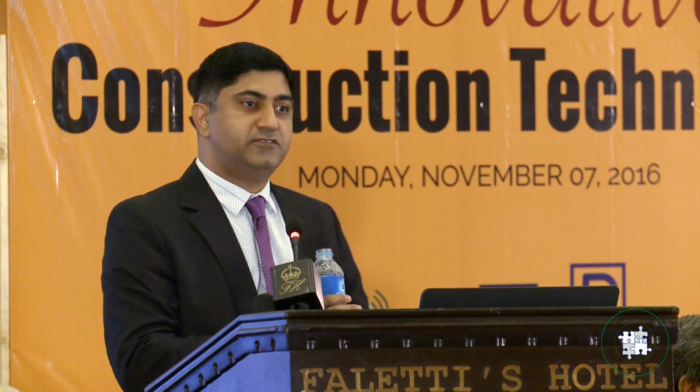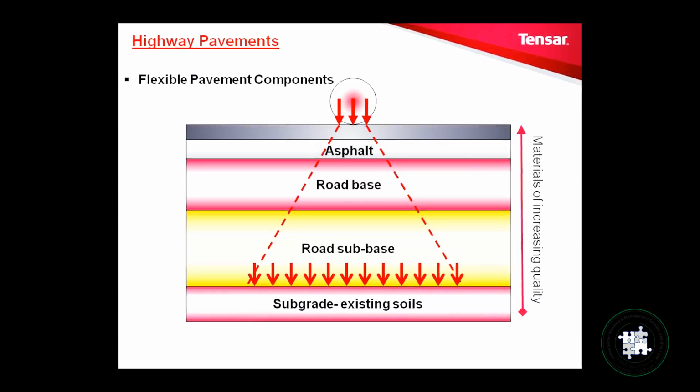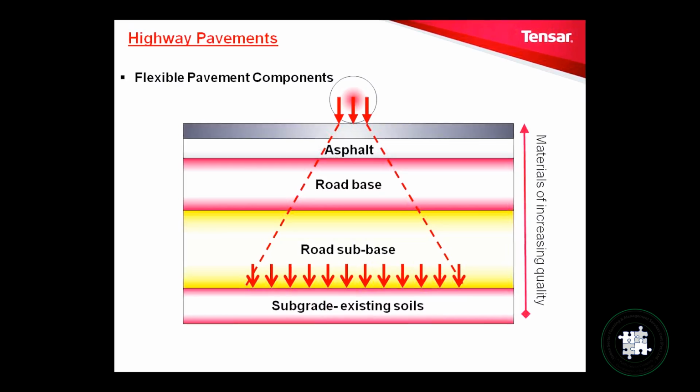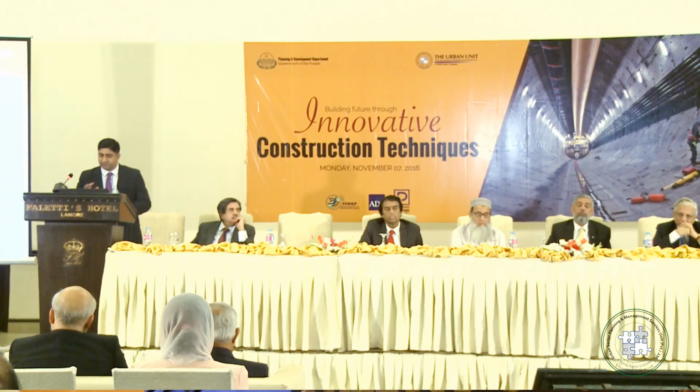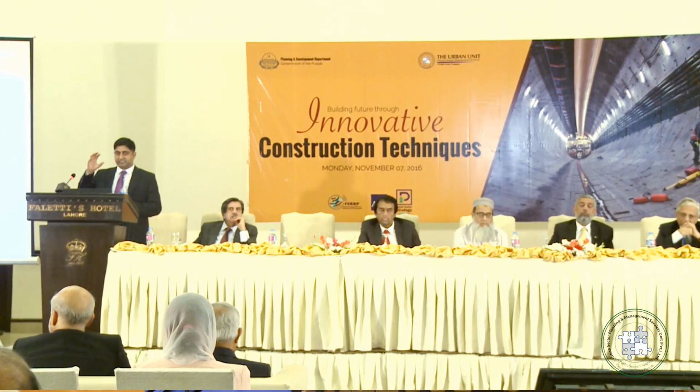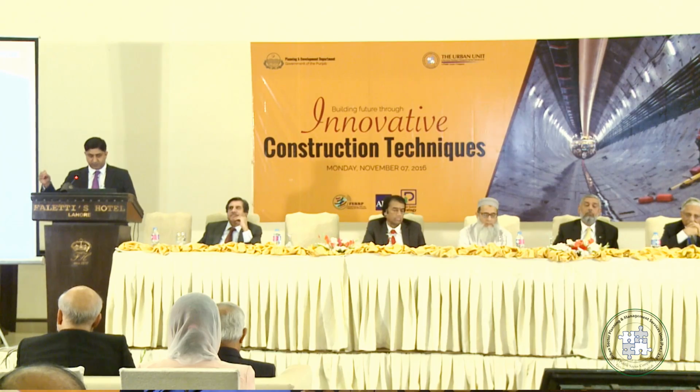When a wheel passes on top of the pavement, what happens? It applies load onto the surface of the pavement, and this load distributes through the different layers of the pavement and eventually ends up at the existing subgrade, where it exerts certain stresses.